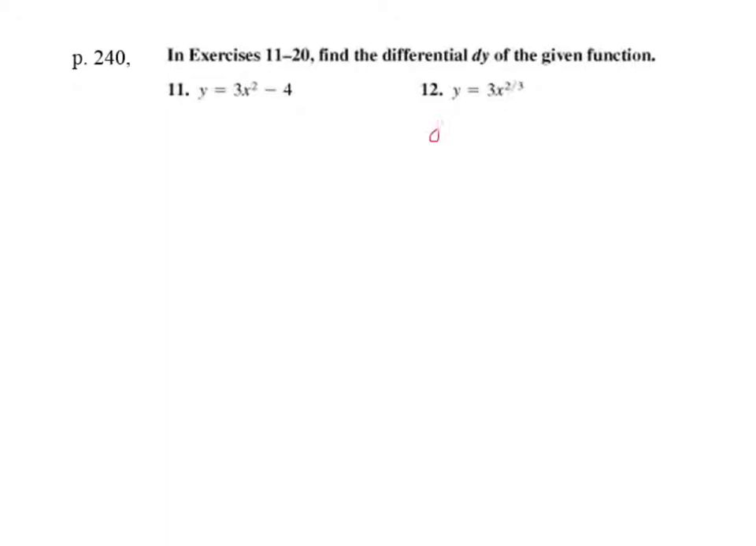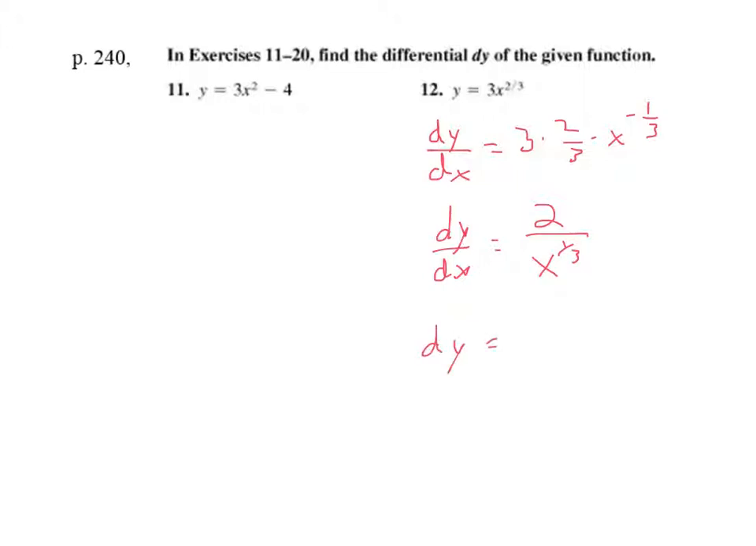You just first need to get dy dx, right? And in this case, in number 12, it would be 3 times 2/3 times x to the negative 1/3. So we would have dy dx is equal to 2 over the cube root of x, or 2 over x to the 1/3. And then just to get dy, all we have to do is multiply over by dx. So I'll do 2 over the cube root of x and then times dx. That's all they're looking for.